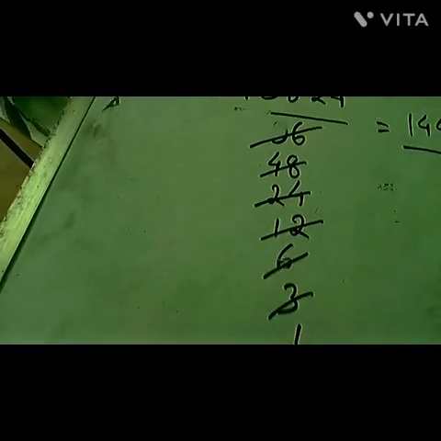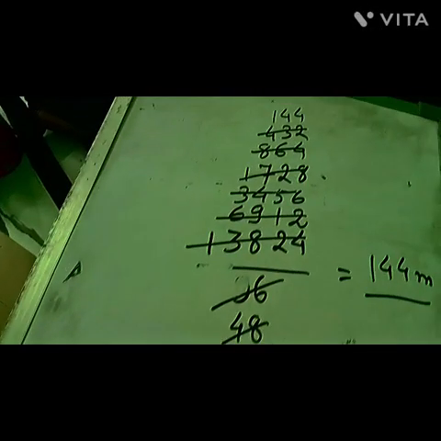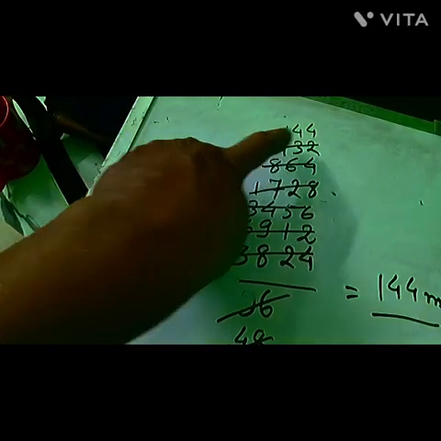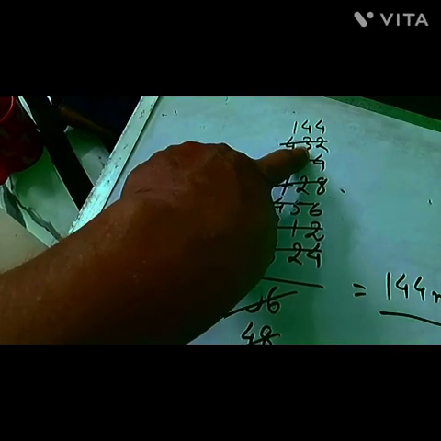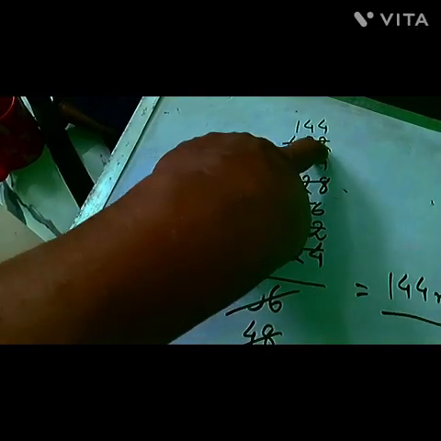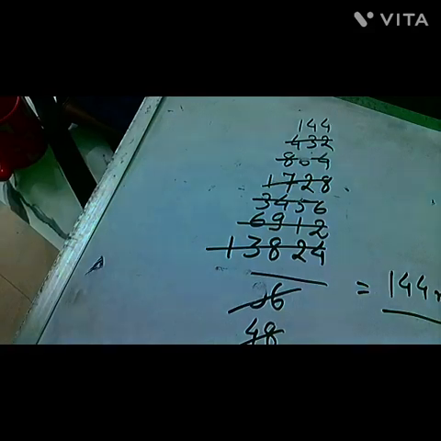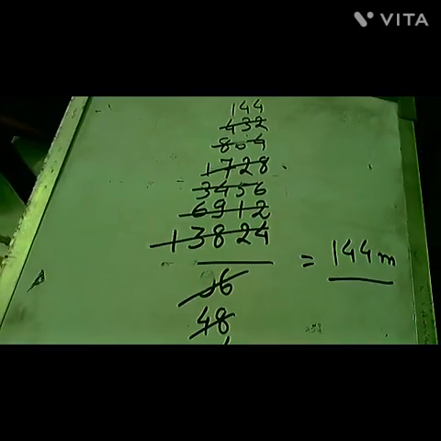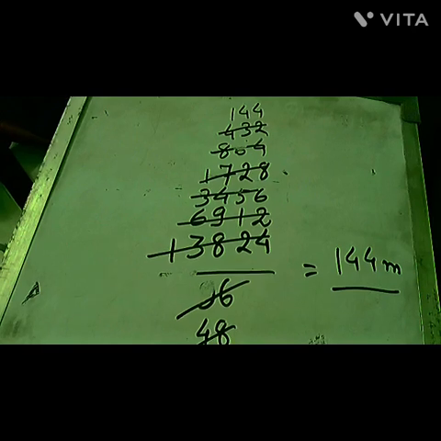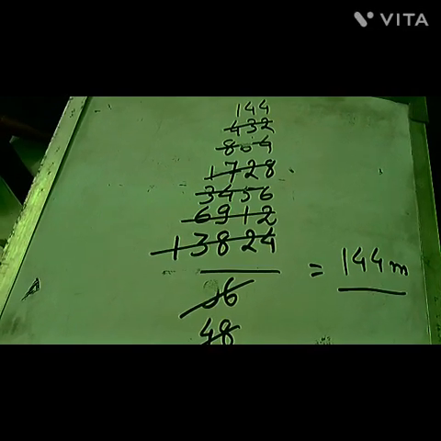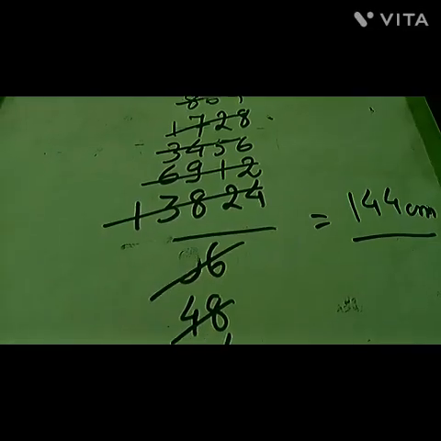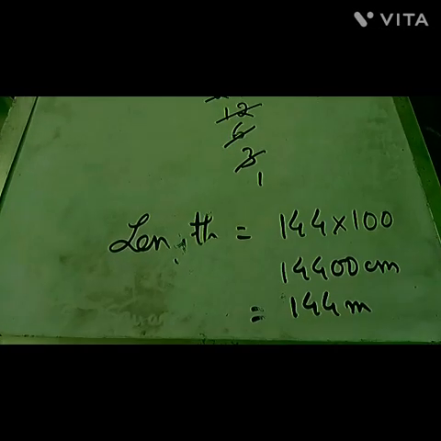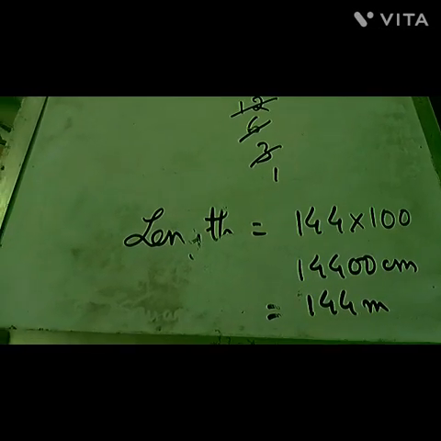3 1s are 3, and on top 3 1s are 3, carried 1, it became 13. 3 4s are 12, 1 carried, it became 12. 3 4s are 12. So ultimately the TSA is 144. Sorry, here it should be centimeter, I wrote meter by mistake. It is 144 centimeter. So that is the length of one tarpaulin cloth.